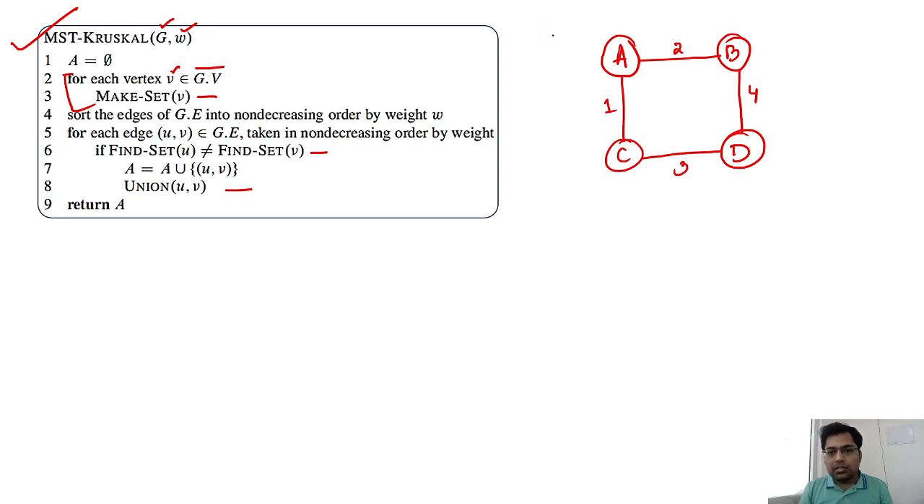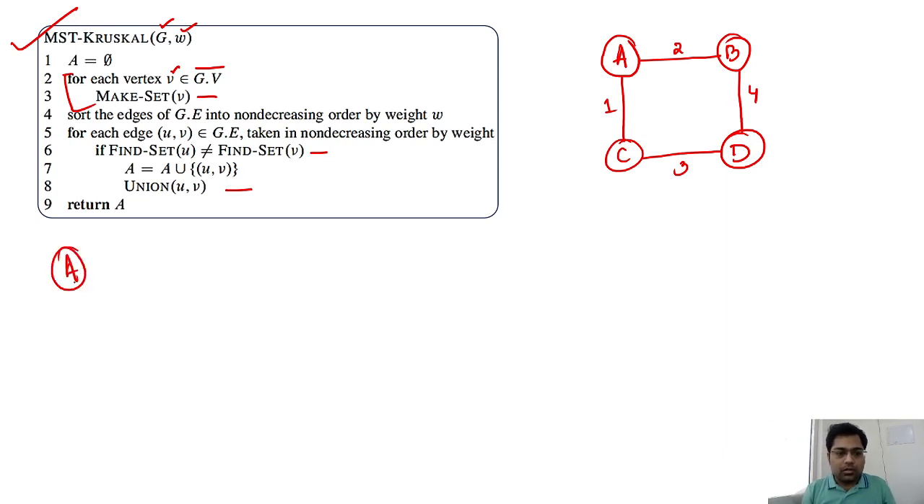If the question asks how many find set, union, and make set operations will be used, then the for loop runs for the number of vertices. The vertices are a, b, c, d, which are four vertices. So make set will run four times.